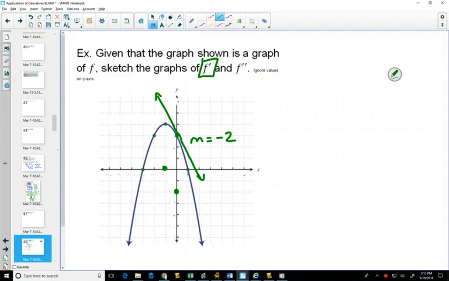Does that make sense? And if I took another one, if I did the same point on the other side here, you could say, oh, when x is -2, it looks like that one has a slope of 2.